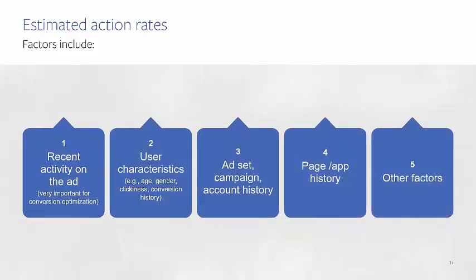Estimated action rates, you can think of them as, for every impression served, what's the probability that my desired outcome will occur? Most commonly we think of them as click-through rates or conversion rates here, but there are many other factors that influence estimated action rates, including recent activity on the ad, characteristics of the user you're showing it to, your ad set, your campaign, your account history, your page or app history, among others. If you're optimizing for website conversions, set up your ad set so they have a higher chance of capturing more conversions. Facebook typically needs around 25 conversions to properly estimate the action rate and begin optimization effectively. More data means that our optimization models can work even better on your behalf.